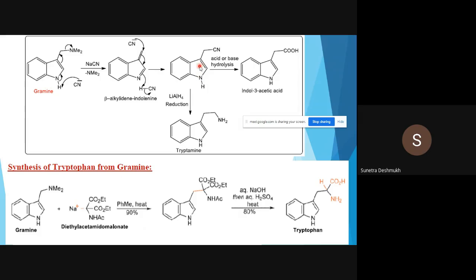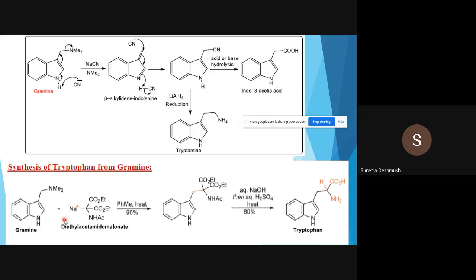Again, this cyano containing indole on reduction with LiAlH4, we can convert the cyanide to CH2NH2. That is nothing but tryptamine. So we have seen how to synthesize tryptamine from gramine. Now we will see the synthesis of tryptophan from gramine. The Mannich reaction of indole gives gramine. See how many different uses of gramine there are, how many different essential molecules we can synthesize from this gramine.